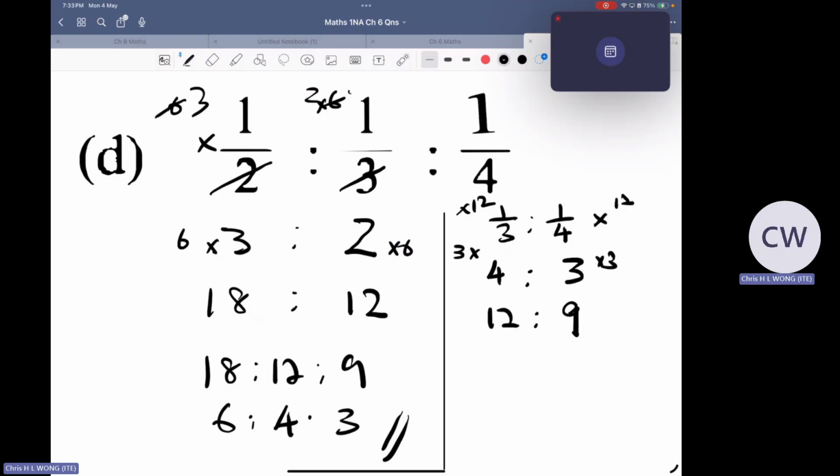That's what maths is about. This is what maths is about. Make them equal. You can do it any way you like. Make it equal.